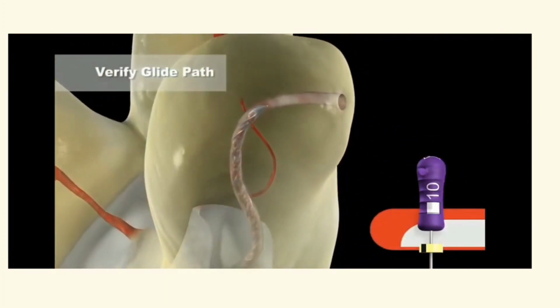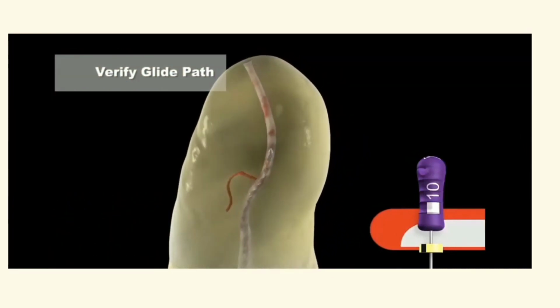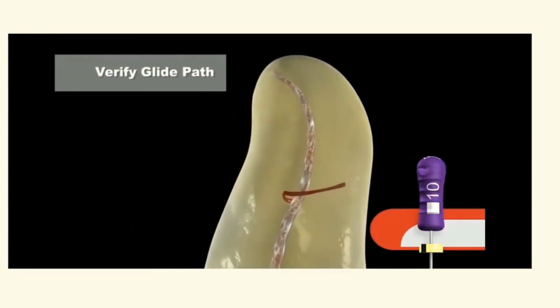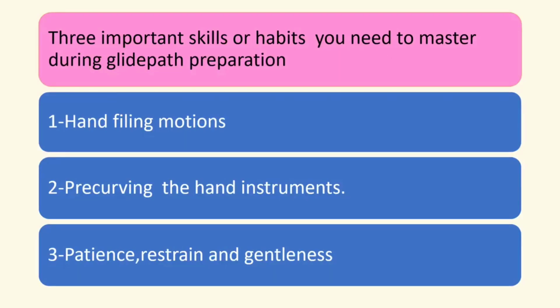This is a small video showing maintenance of the apical patency. Here we can see a number 10K file is passively introduced into the canal to go beyond the working length without widening the apical diameter. This is to verify the glide path. This file should be used with a small back and forth motion of 1 to 2 mm.